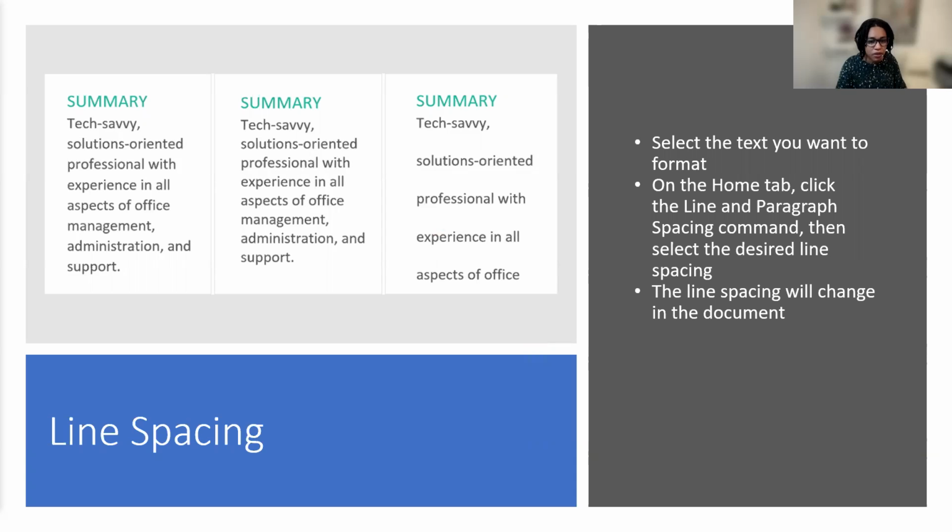To format line spacing, you select the text you want to format as such. And this is a really good one to do before you even start typing, because you can do any of these things I've mentioned before you start typing, and it will just apply to the whole document. Select the text you want to format, click the line and paragraph spacing command, and then select your desired line spacing.